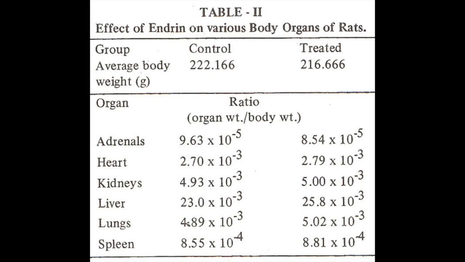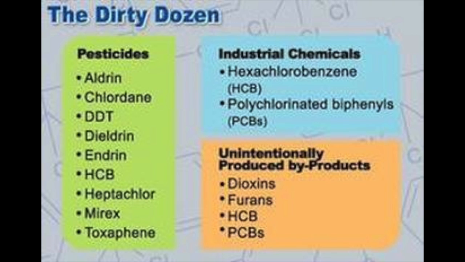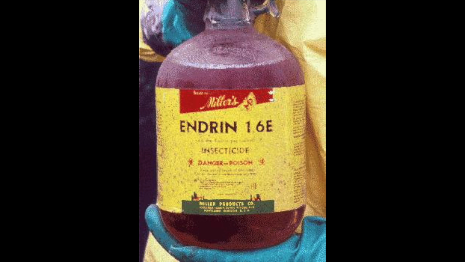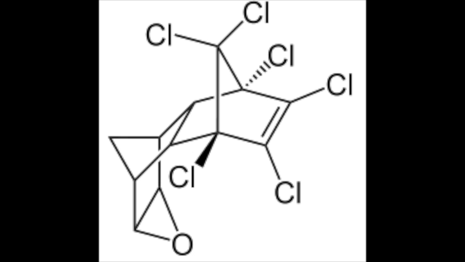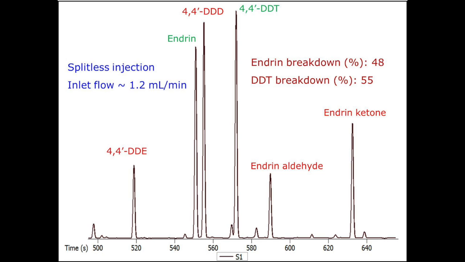In this table, you can see how rat organs were affected by the consumption of Endrin. In this picture, you can see how Endrin is part of the Dirty Dozen. And here is a picture of Endrin used as an insecticide. As I said before, Endrin can be passed on through breast milk, and here are some places that contain Endrin in breast milk in Kenya. This is Endrin's chemical structure, and this is a graph showing how Endrin is broken down with splitless injections.